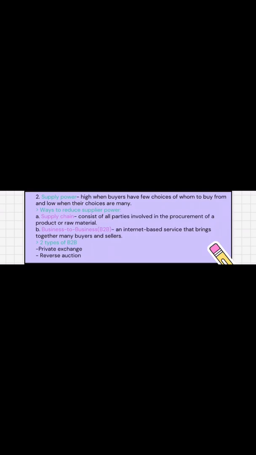Secondly, supply power. It is high when buyers have few choices of whom to buy from and low when their choices are many. There are two ways to reduce supply power. First, supply chain. It consists of all parties involved in the procurement of a product or raw material. Second, business-to-business marketplace. It is an internet-based service that brings together many buyers and sellers. Other than that, there are two types of B2B, which are private exchange and reverse auction.